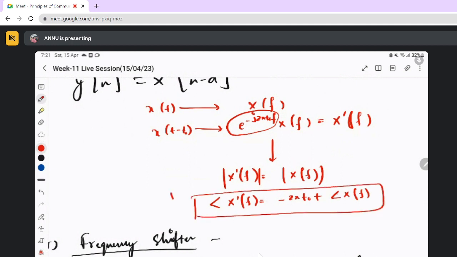Okay, this is how the phase vector works. Interesting. So in the time domain, if we shift in time, it is equivalent to phase shifting in the frequency domain. True. Similarly, this applies for the frequency domain.